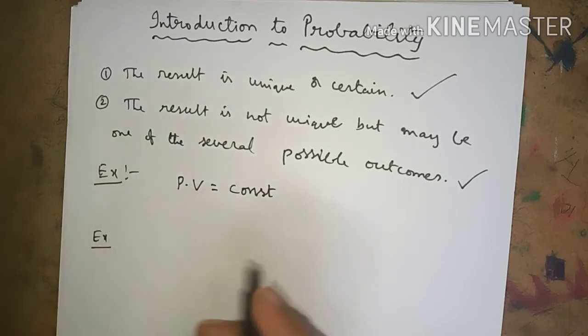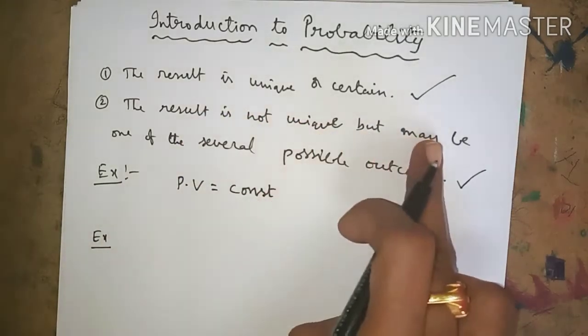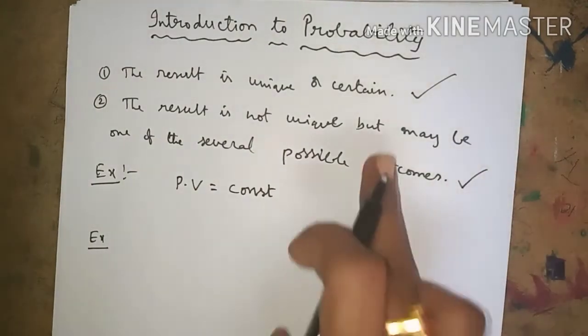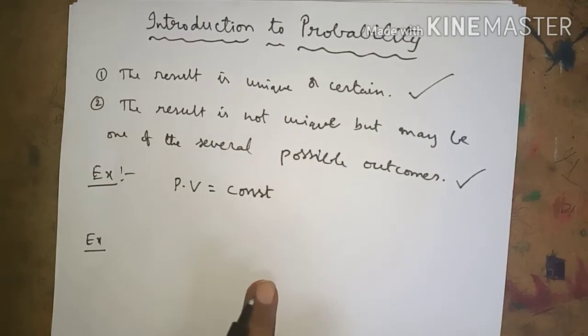Example of the second one, where the result is not unique, but it may be any one of the several possible outcomes. Now, if you toss a coin, we cannot be sure whether a head or a tail will come up. We may get either head or tail. We cannot predict beforehand.